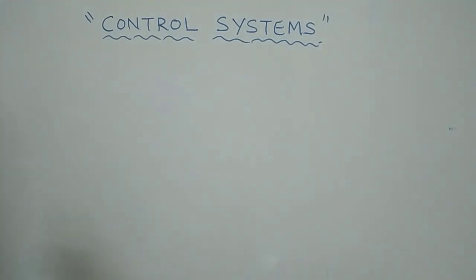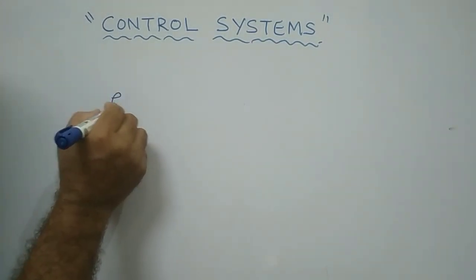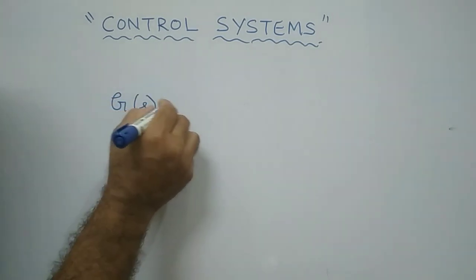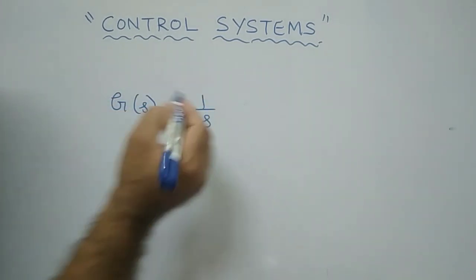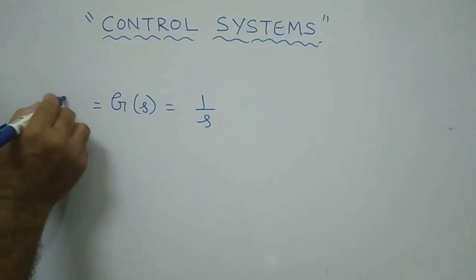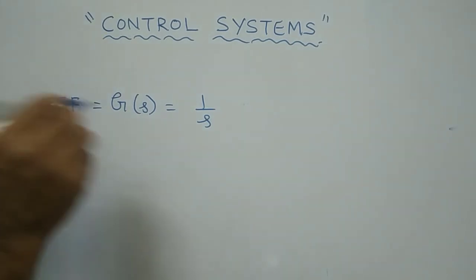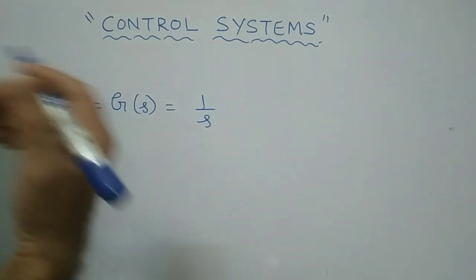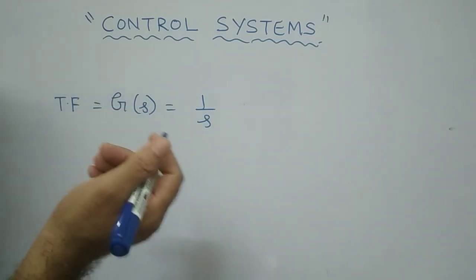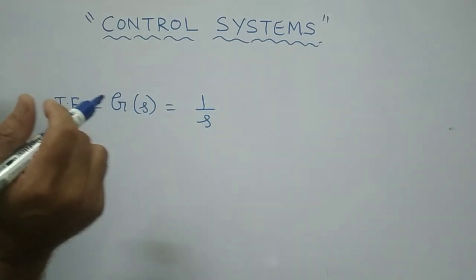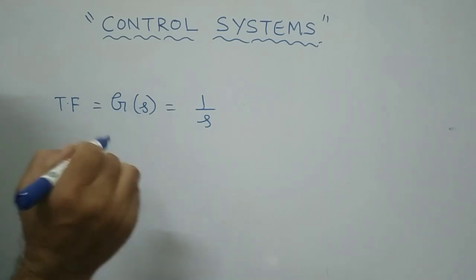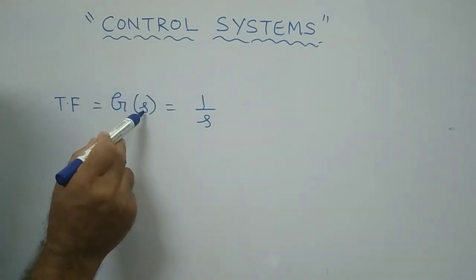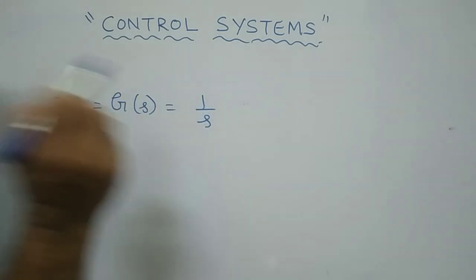Let us consider g of s is equal to 1 by s. Let us say this is the transfer function. This is a very simple example I am explaining to help you understand this concept better. So a simple transfer function I have considered, that is g of s, which is 1 by s.